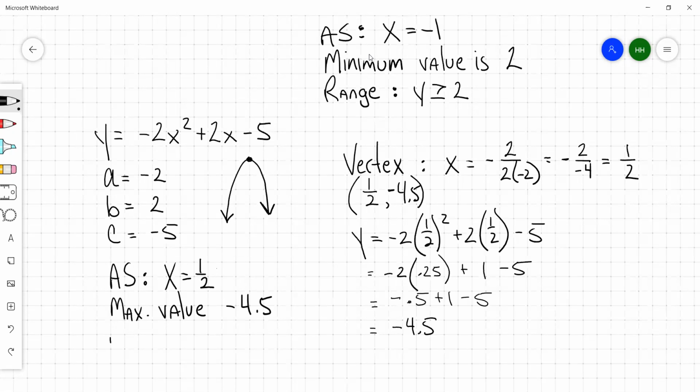Our range. Look at the range now. Since this graph is going down, all of our y values are going to be less than or equal to negative 4.5.